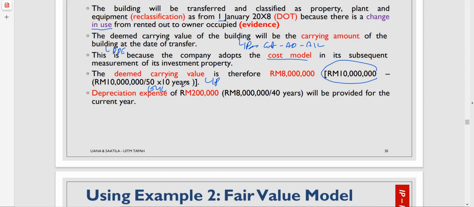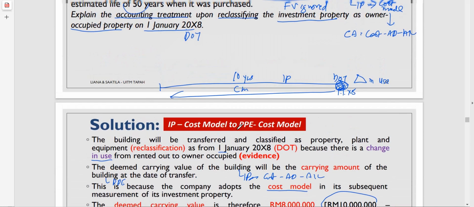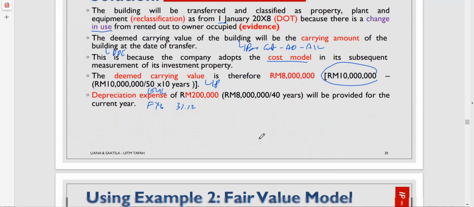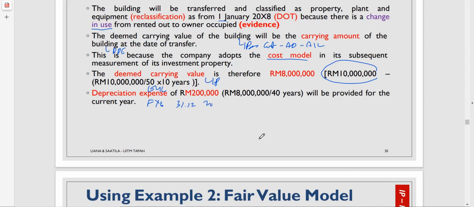So you will start providing the depreciation for the year ended 31st of December 20X8. Here is 31st of December 20X8. Here only you start to provide the depreciation for what? For the PPE building.